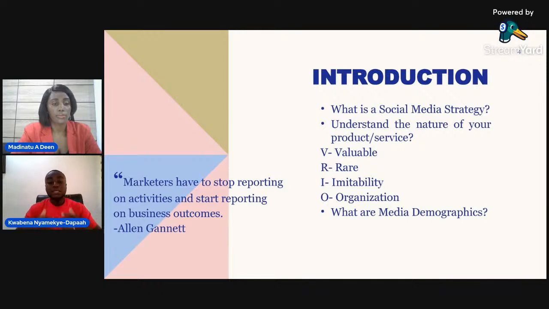So after understanding these demographics, it should help you know where you want to put your product. Now, you should note that you don't necessarily have to be on all social media platforms. It depends on the kind of organizational strength that you have. If you do not have that strength, don't be on all social media platforms because it will be difficult for you to manage. So understanding these demographics, then you decide.